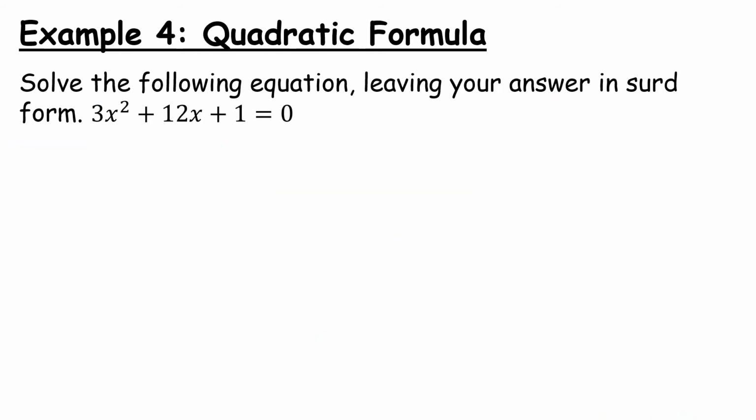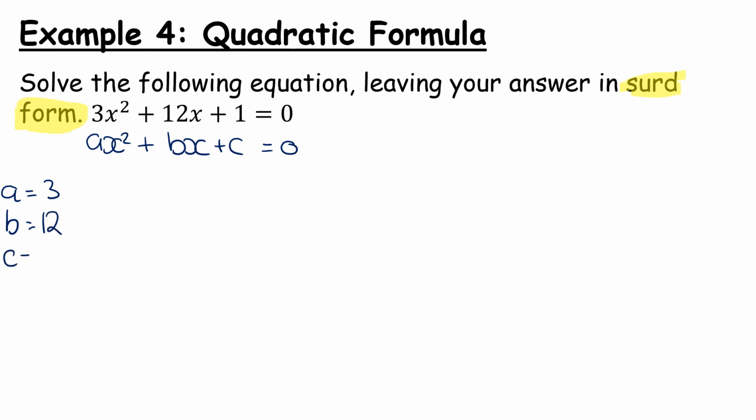So let's try another one. And this one asks us to leave it in surd form. Again, this is a big hint to us that we're using the minus b formula. So first thing we do, I'm looking at top of page 20. I have ax squared plus bx plus c equals 0. A is 3, b is 12, c is 1.